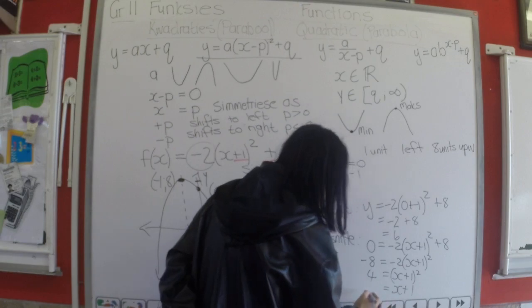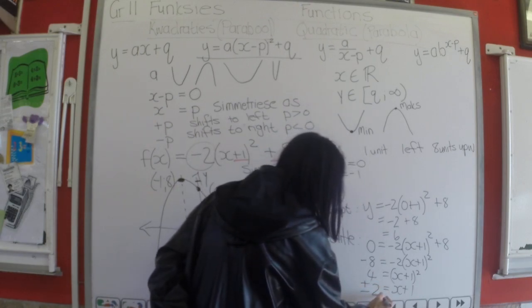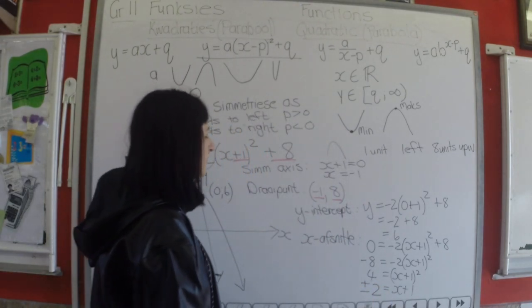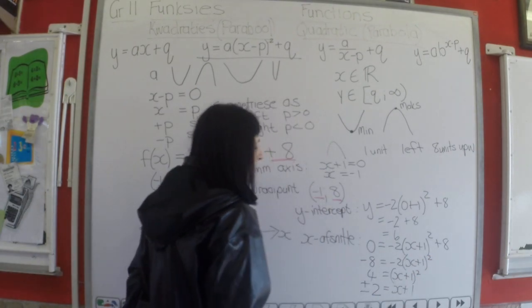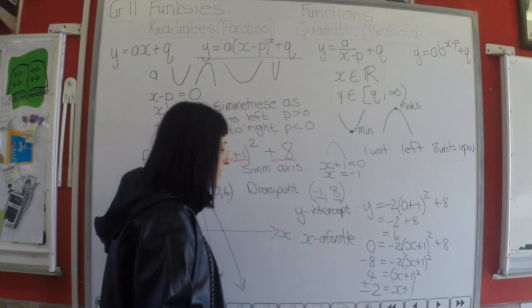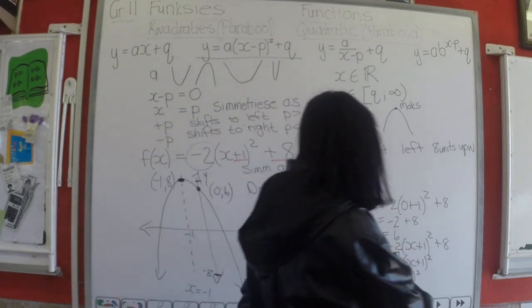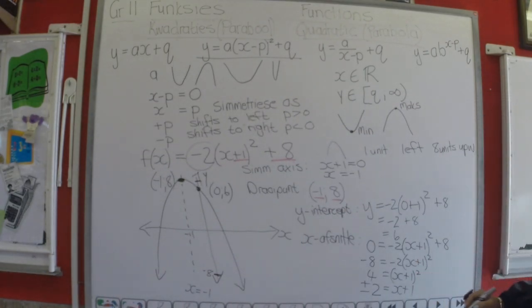So ons het x plus 1 is gelyk aan plus of minus 2. Onthou, as jy die vierkantswortel kry aan albei kante, dan is dit plus minus, want x gaan 2 waardes moet hê. So if you take the minus 1 to the other side, x equals minus 3, or x equals plus 1.